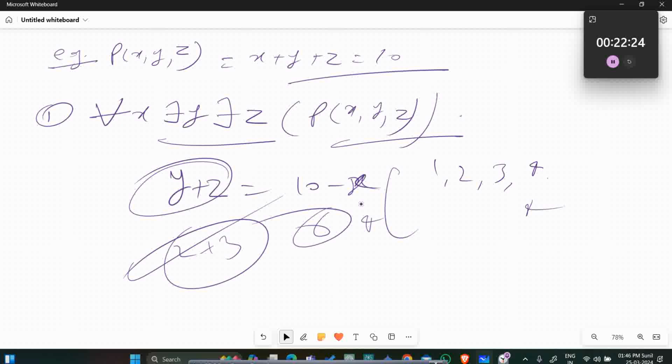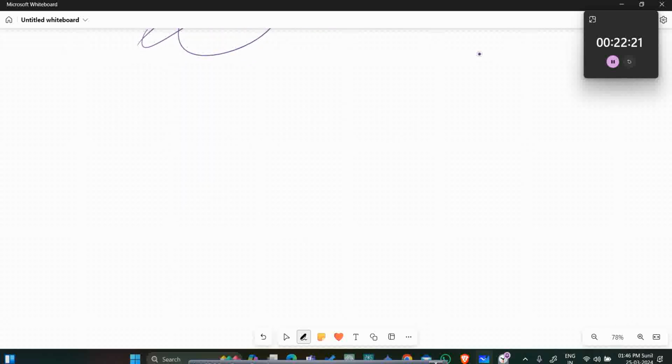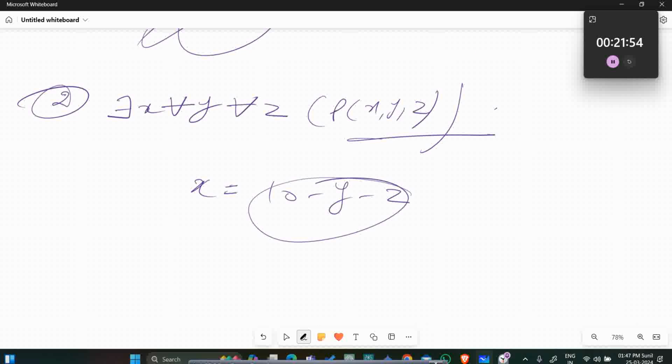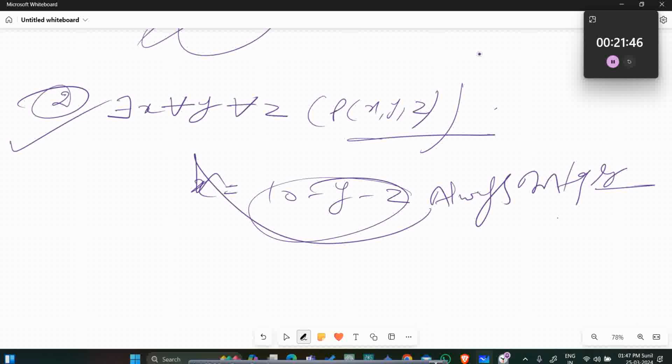And next is, there exists some x for all y and for all z for which p(x, y, z) is true. So we can do this like that: x is equal to 10 minus y minus z, and y and z can contain any value. So this result is always an integer. Alright, so it can be fulfilled by x always. So this is also true.